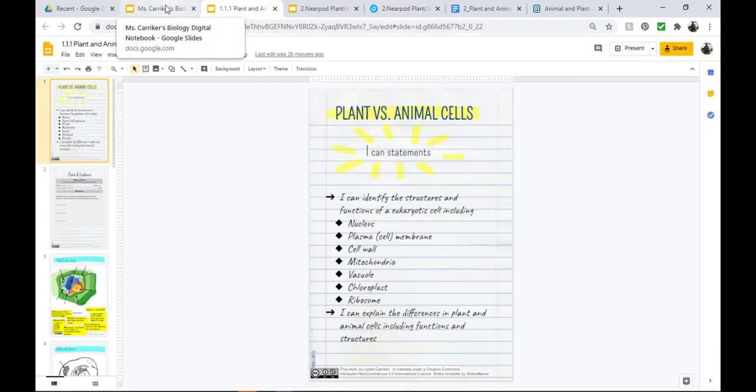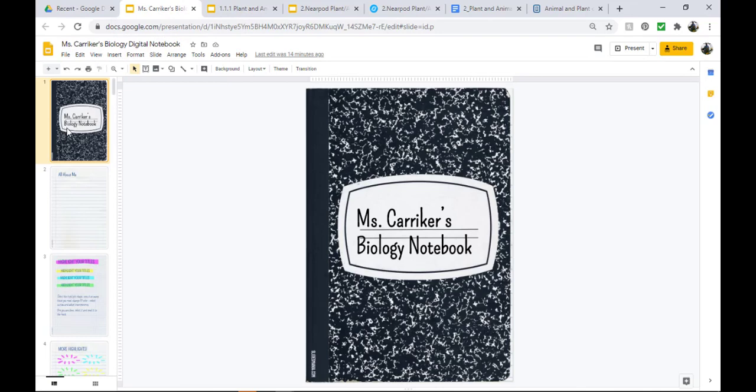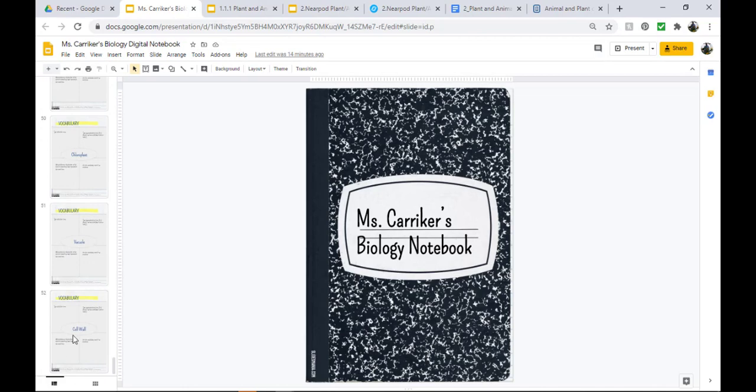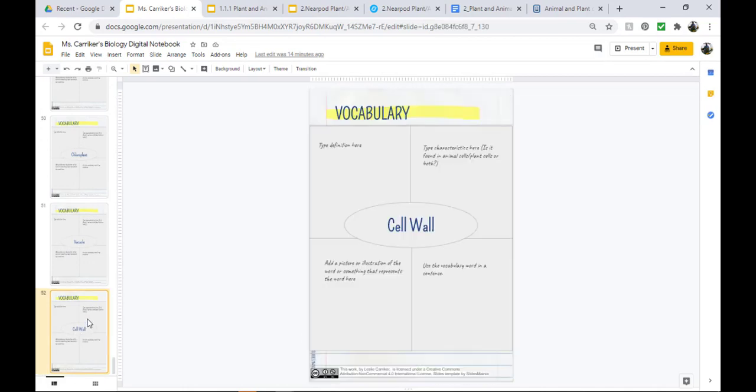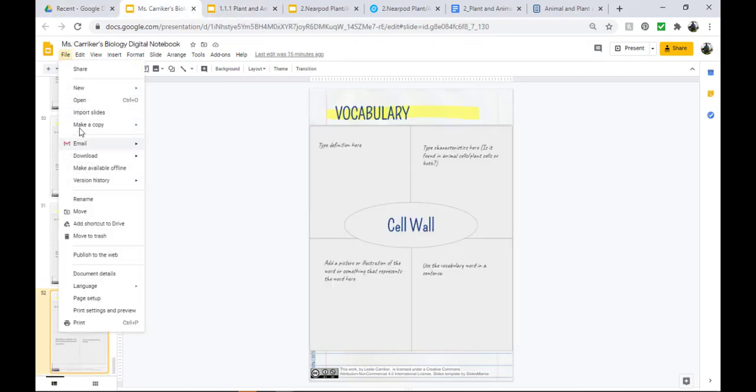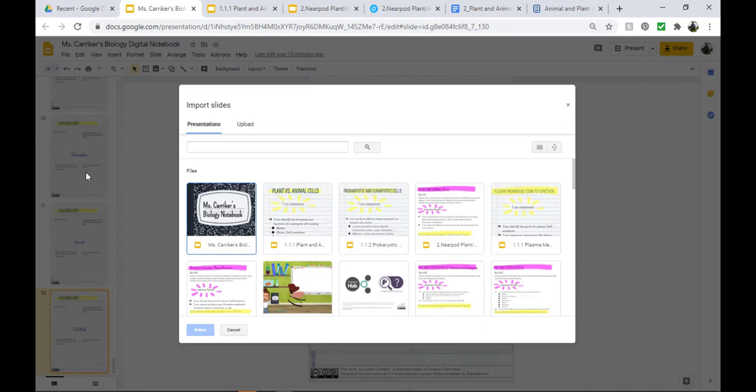Quick refresher. Remember, there's a tutorial about this on our homepage. To add these pages to your digital notebook, here's my notebook. Here's the first slide. You need to go all the way down to the last slide. Make sure that last slide is highlighted if you want them at the end, right? And file, import slides. Then you want to choose what slides to import. So your recents are right here, or you could search here.